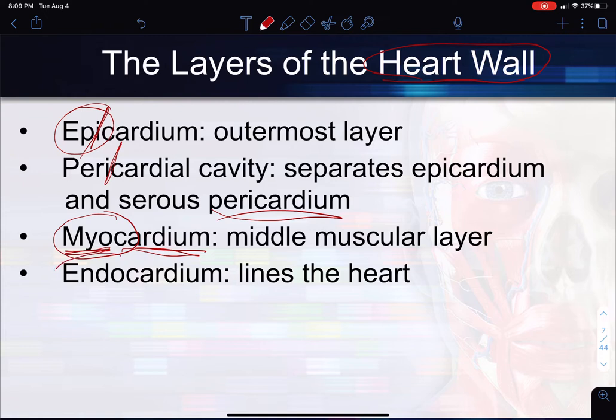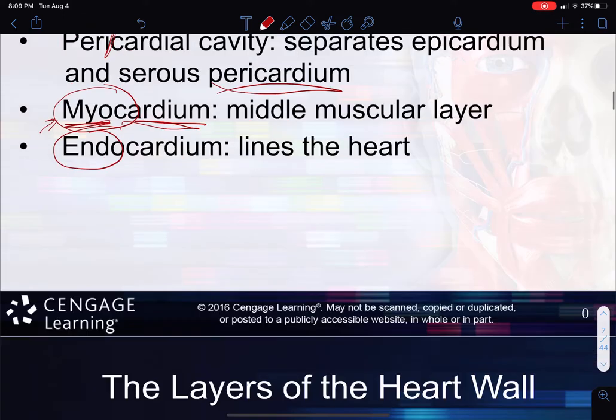And then we finally have the endocardium. The myocardium, I should mention, is probably the thickest out of all 3 of these. And then endo means within, so this is the deepest layer of muscular or cardiac muscular tissue of the heart.